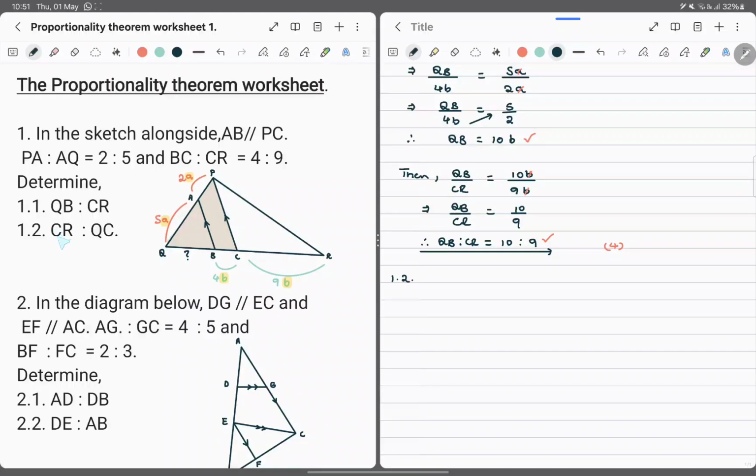1.2, we need to find CR is to QC. CR is to QC. Okay, and as you can see, we already have CR in terms of B. So this means we need to find QC in terms of B. So this is very easy. We will start in the same triangle, PQC, to then work out QC in terms of B.